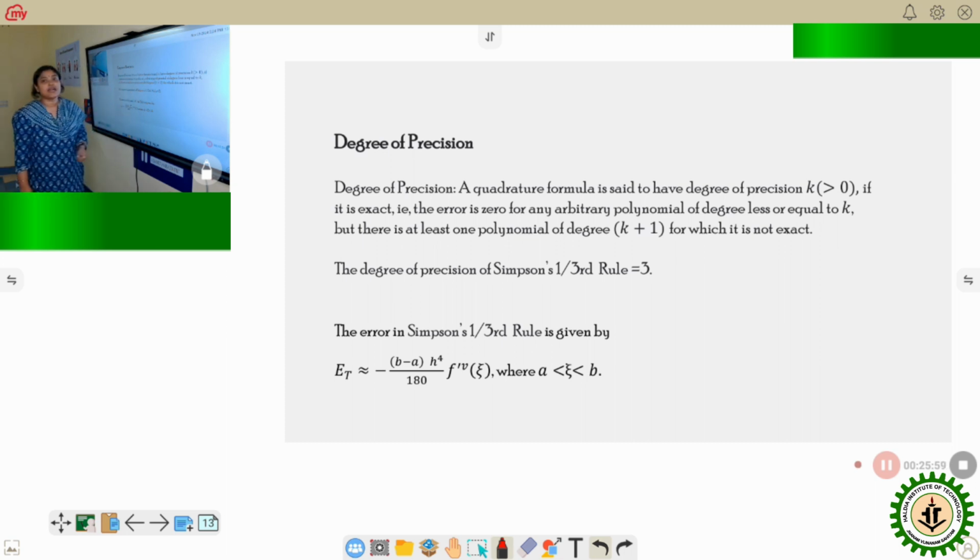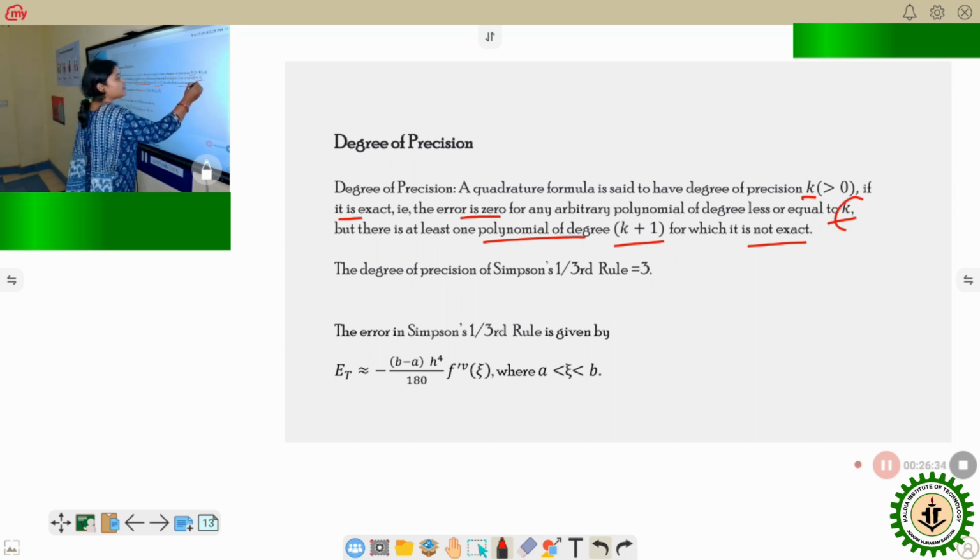A quadrature formula is said to have a degree of precision k, which is greater than 0, if it is exact, that is, the error is 0 for any arbitrary polynomial of degree less than or equal to k. But it gives some error when we take one polynomial, and there must exist at least one polynomial whose degree is k plus 1, for which it is not exact. Then we will say that the degree of precision of that quadrature formula is k.